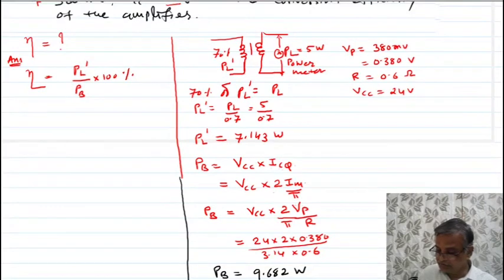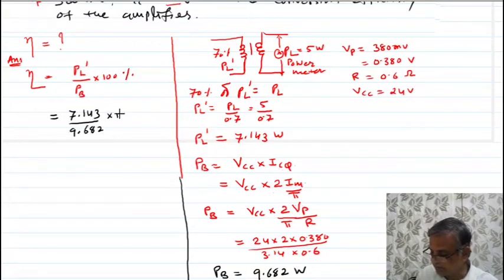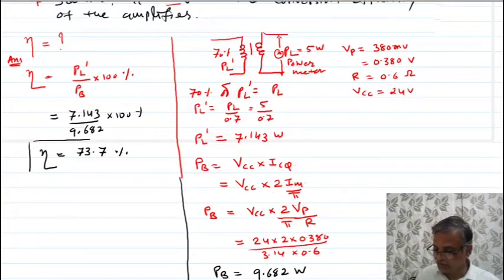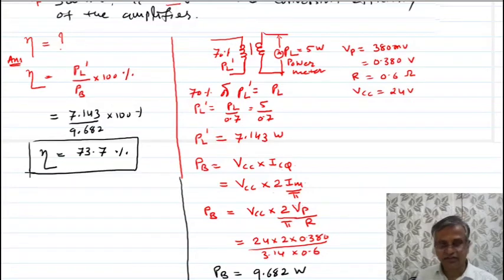Here, this is PL dash, 7.143 upon 9.682, multiplied by 100. If you calculate this value, you will get nearly about 73.7%. So in this way you can calculate this numerical.